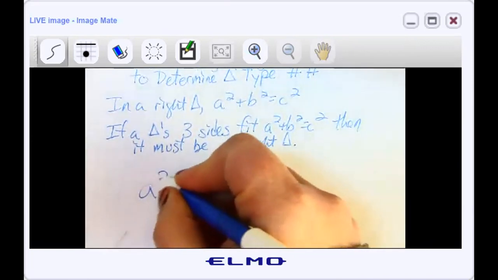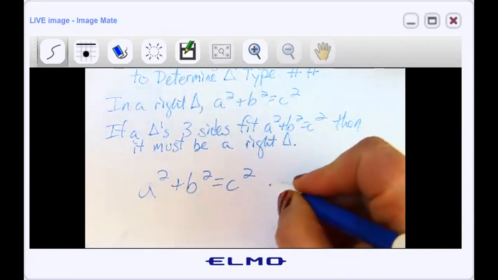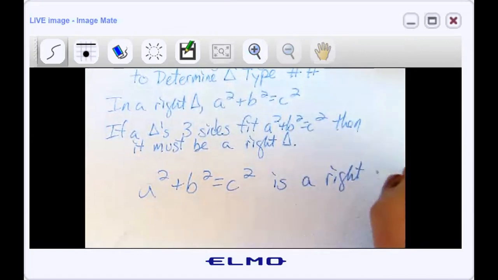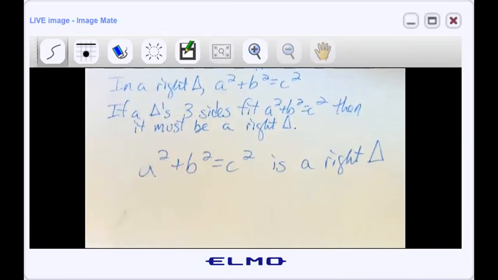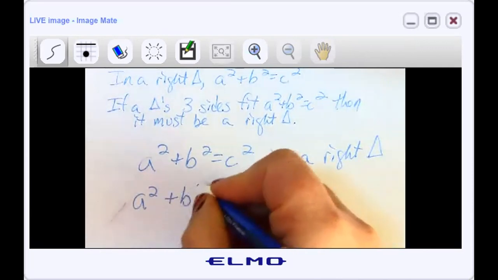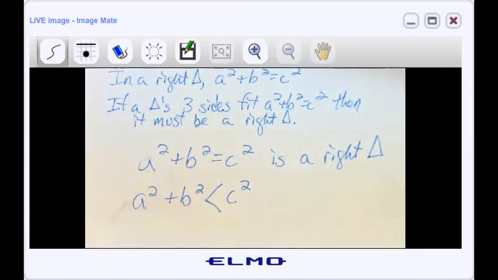Let's make a little chart here. A squared plus b squared equals c squared, that's a right triangle. But now watch this. If it turns out that a squared plus b squared is less than c squared, this type of triangle is an obtuse triangle. You're still going to do the math the same way. You're still going to take a and b, put them in, square them, add them together. C is still always going to be the longest side, so make sure that you put in the longest side for c.